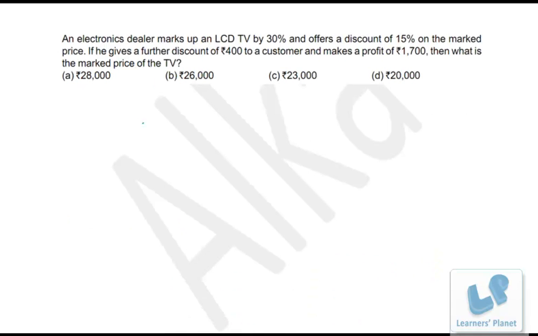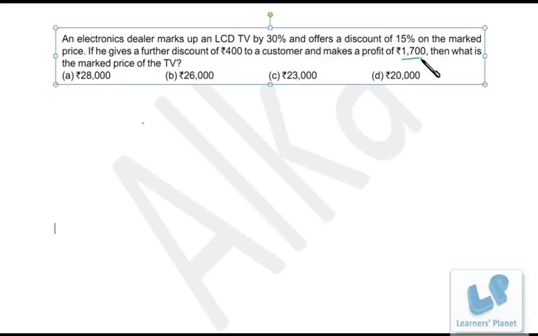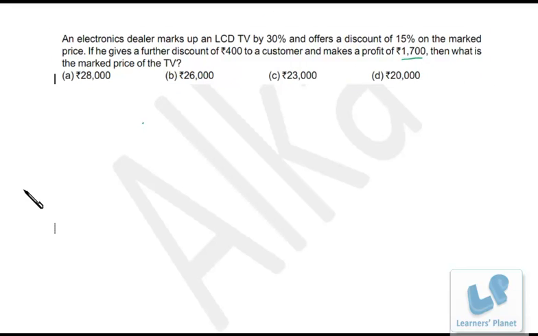Now friends, let's see this problem based on profit and loss. Here, an electronics dealer marks up an LCD TV by 30% and offers a discount of 15% on the mark price. If he gives a further discount of 400 to a customer and makes a profit of 1700, then what is the mark price of the TV? Now friends, bit calculation is required, but not much paperwork is required.